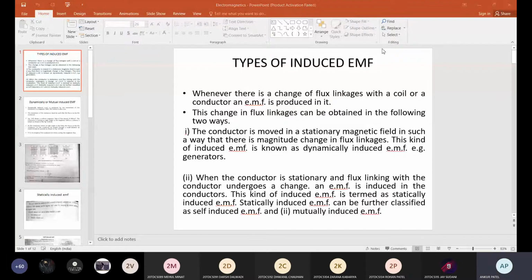When a conductor rotates inside the magnetic field, the conductor cuts the flux, and accordingly EMF is induced in the coil.